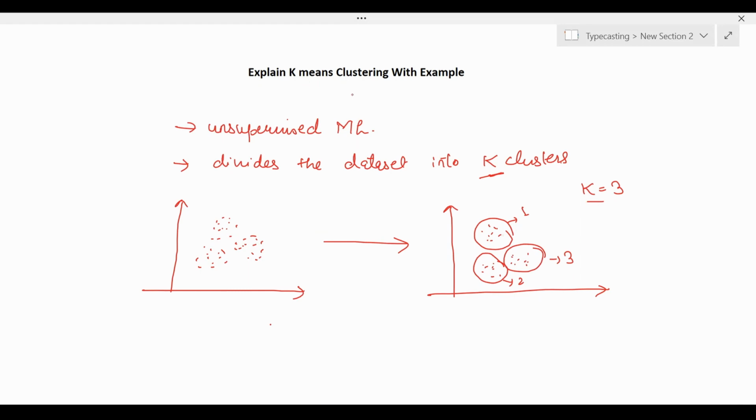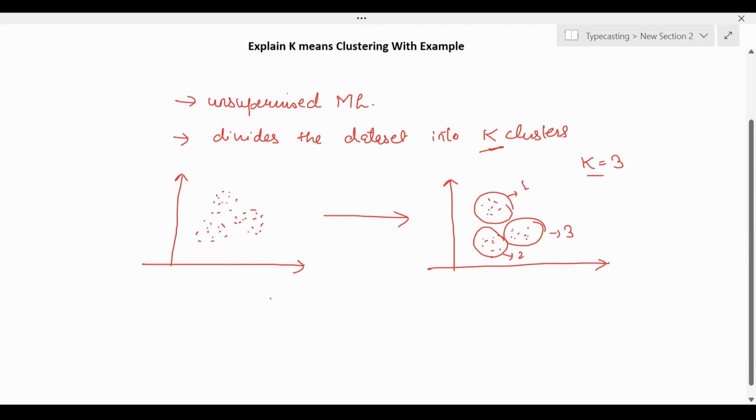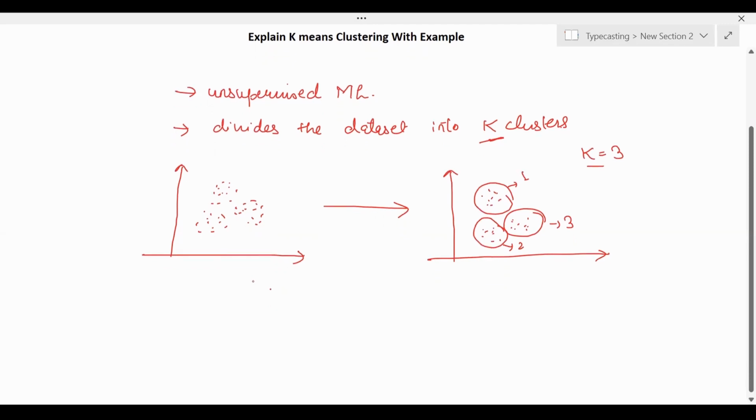So what does K-means clustering do? It will divide the data set into K number of clusters. So how does it divide the data set into clusters? Based on the characteristics. These data points have the same characteristics, but those characteristics are different from these data points. The characteristics of cluster 1 are different from the characteristics of the data points in cluster 2. Similarly, the characteristics of data points in cluster number 2 are different from those in cluster number 3.